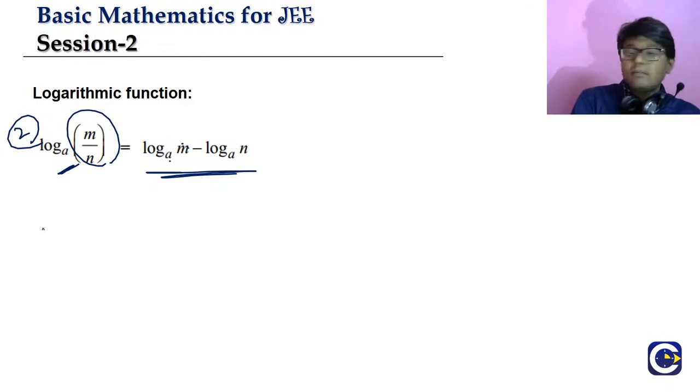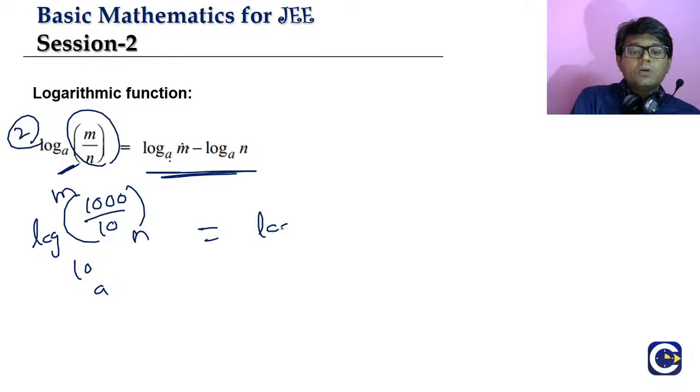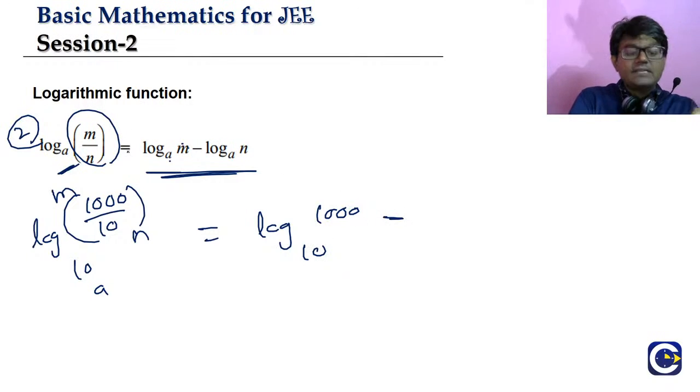Now we will take an example and verify it. Look at it: log of 1000 by 10 to the base 10. Again I am taking very simple numbers that we can easily verify. So here m is 1000, n is 10, a is 10. What is the property telling us? This is equal to log m to the base a minus, see, when there is a division, what are we having?